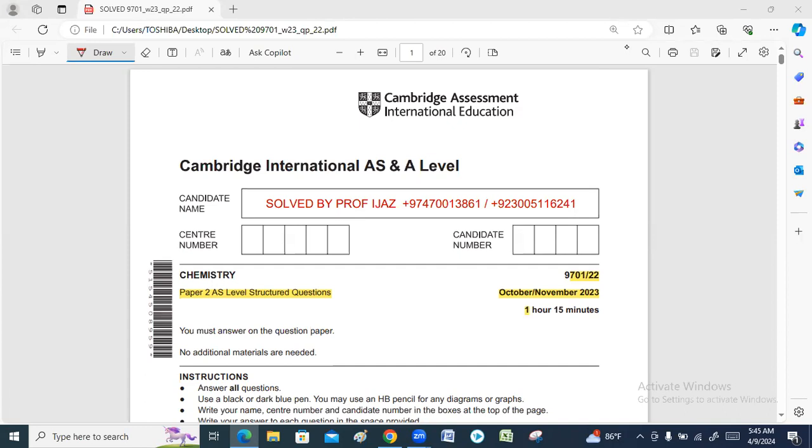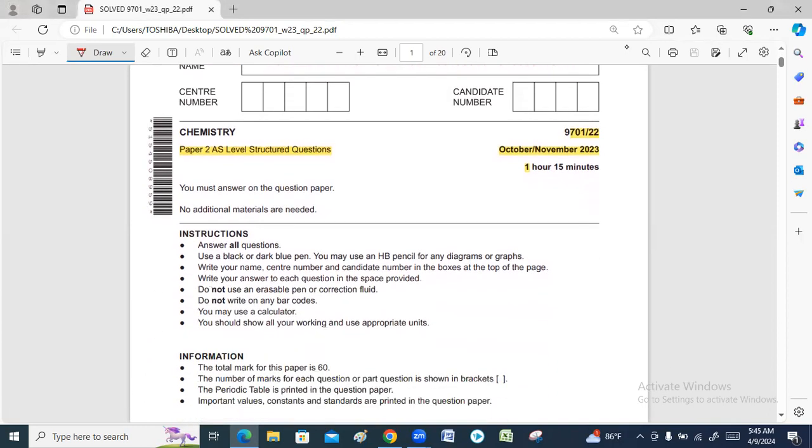Today I'm going to solve paper 22 9701 October November 2023. This is a theory paper, AS level. Let's start from question number one.